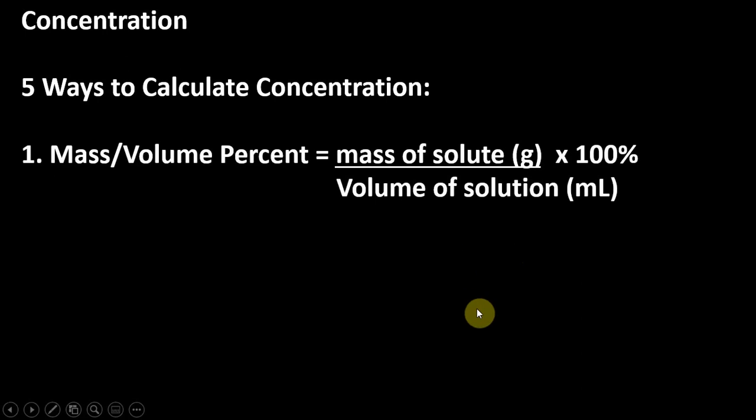All right, so let's go through these. First one is mass by volume percentage. All right. So now we're going to take the mass of the solute divided by the volume of the solution, which is the volume of the solute and the solvent together, and multiply that by 100%.